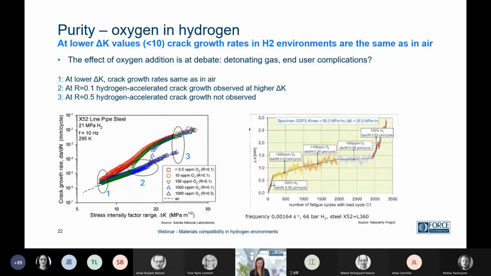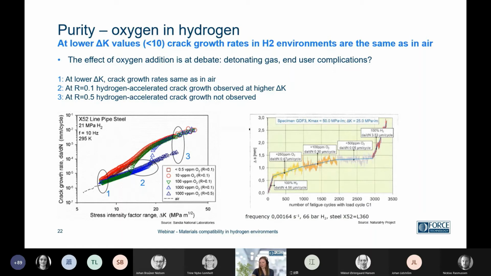However, to the left, we can see that at a lower stress intensity factor range, delta K, we see pretty much the same crack growth rates as in air, even though we have oxygen addition. And many systems are designed to be at delta Ks below 10. So oxygen additions may not have an actual effect. Then there's the R ratio, which also has an impact. So it really depends on many factors, and it is not just an easy yes or no question.